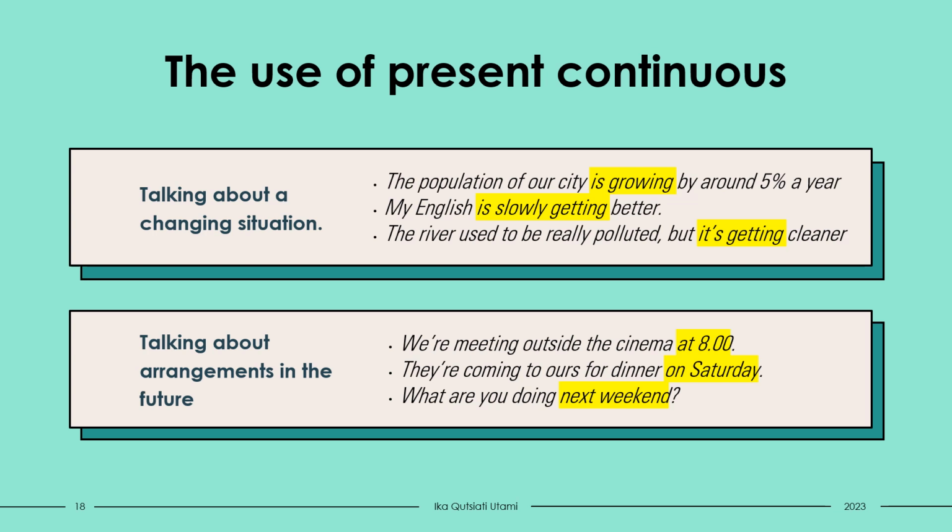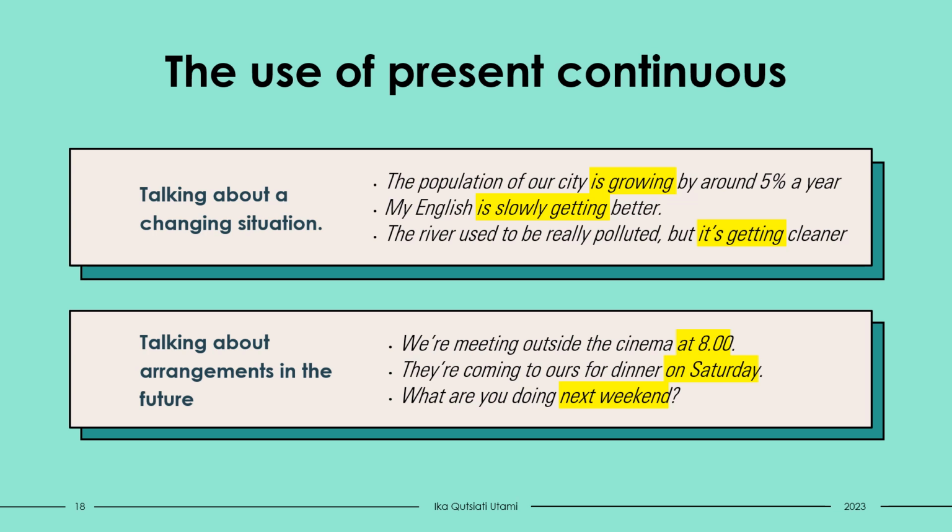In all of these examples, we are talking about a change which is happening over time and which will probably continue in the future. So, if I say the population in our city is growing by around 5% a year, this means that I expect the population to continue growing at least for the next few years.